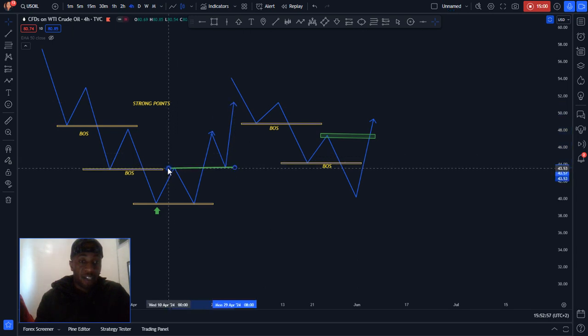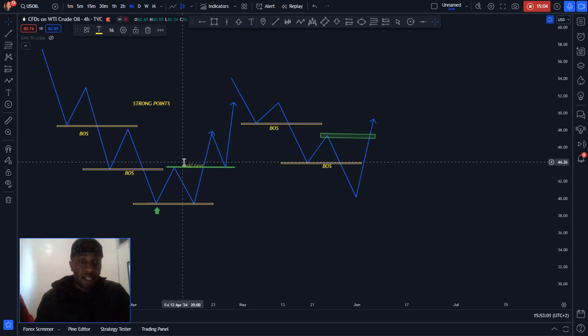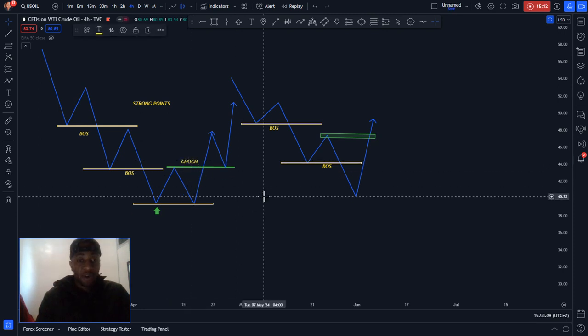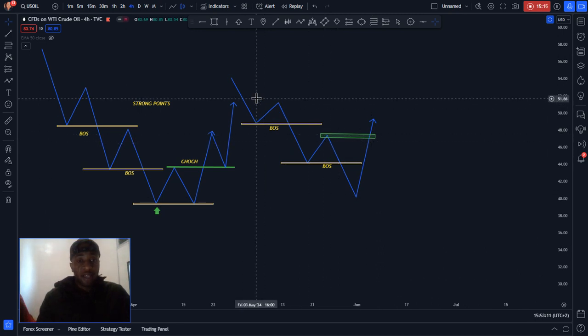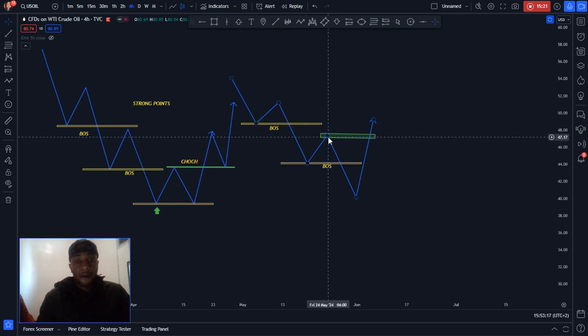We call this the change of character when the market breaks above the previous high, something like this. Even on this side, sometimes the market still creates a lower low, lower high, lower low, lower high, and still breaks below this previous point.